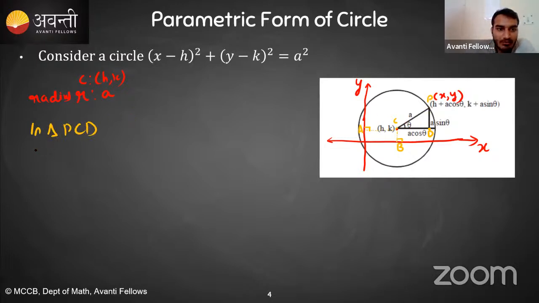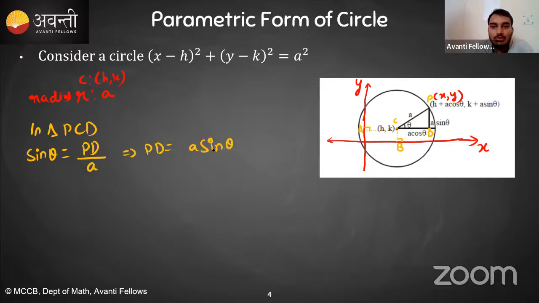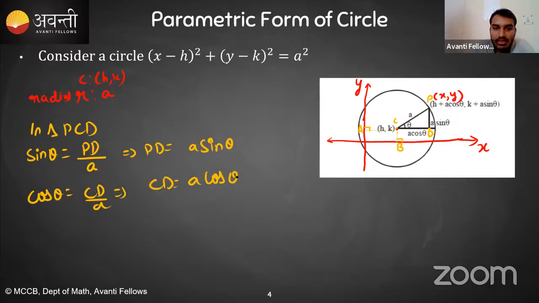what is sine theta, everyone? Sine theta is perpendicular upon hypotenuse. The perpendicular is PD, upon the hypotenuse, which is nothing but the radius, a. So PD is a sine theta. Similarly, cos theta is CD upon a, so CD is a cos theta. Is that clear, everyone?